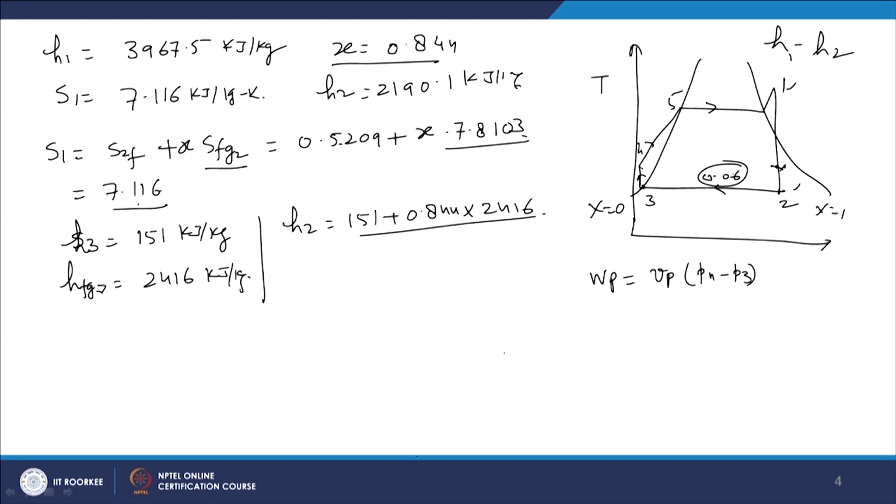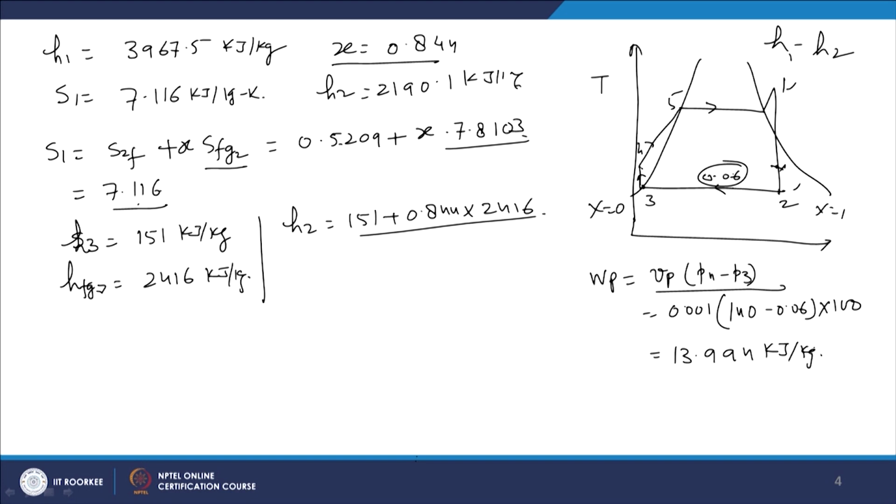If you look at the work of the pump, the specific volume at 3 is 0.001 meter cube per kg. It is taken from the steam table. P4 is 140, and P3 is 0.06. They are in bar, so they are converted into kilopascal so that we get output in kilojoules. Uniformity of the unit has to be maintained. So, it comes out equal to 13.994 kilojoules per kg. This is the work of the pump.